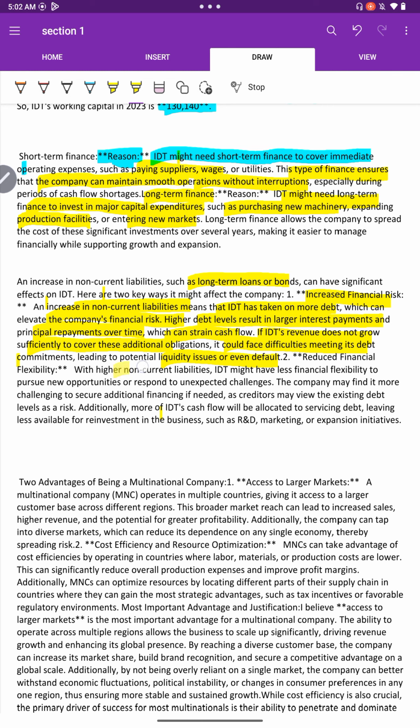So with higher non-current liabilities, IDT might have less financial flexibility to pursue new opportunities or respond to unexpected challenges. The company may find it more challenging to secure additional financing if needed, as creditors may view the existing debt level as a risk. So you can just write till here. Additionally, more of IDT's cash flow will be allocated to serving debt, leaving less available for reinvestment in the business, such as R&D, marketing, and expansion initiatives.